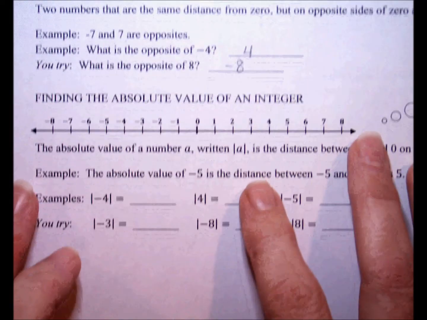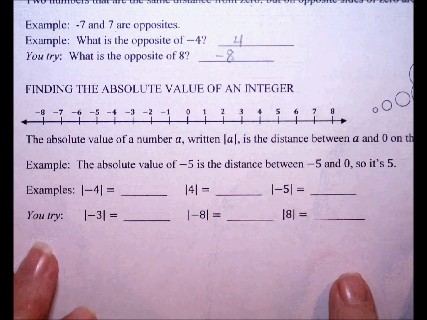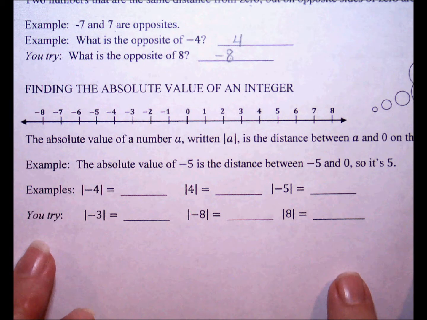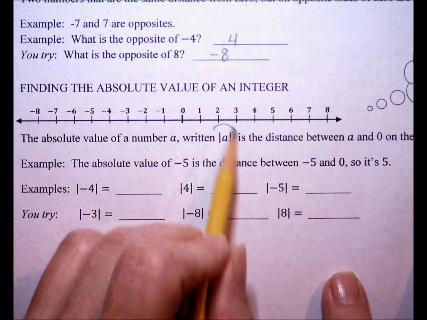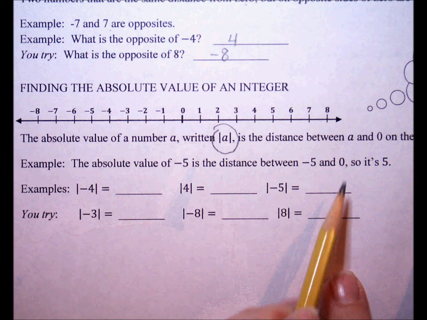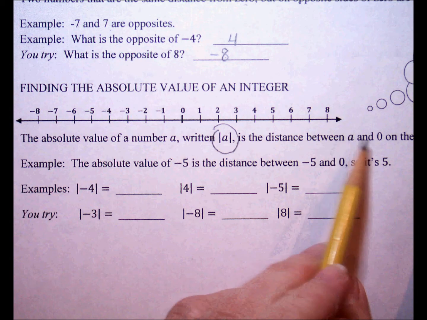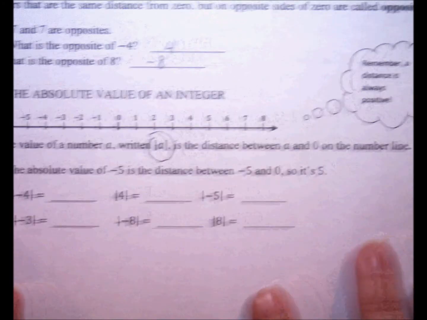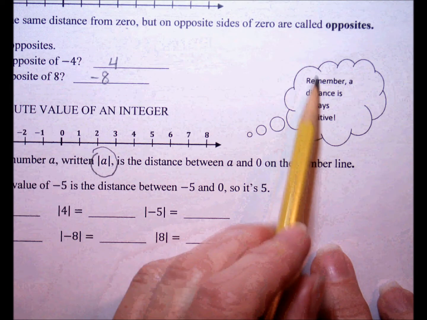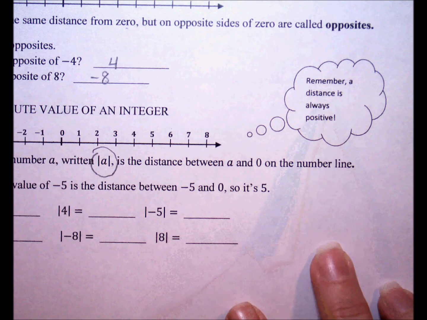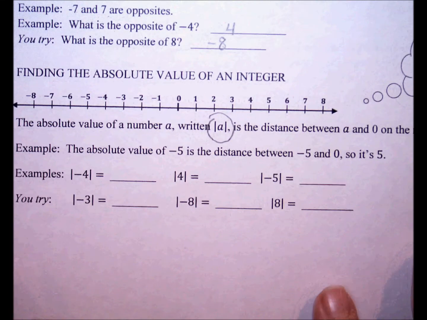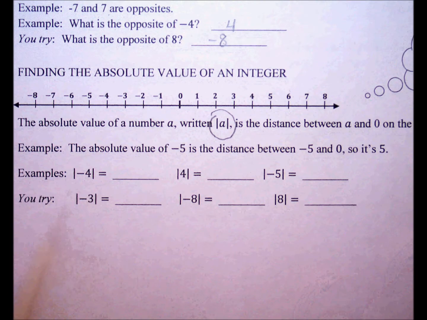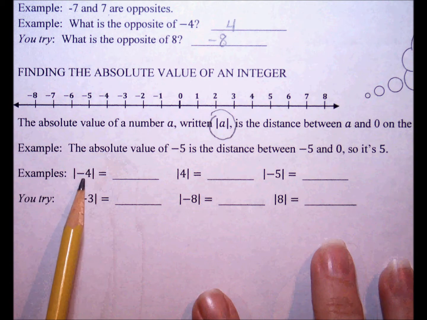Okay, now we're going to look at absolute value. And again, this is a challenging concept, but it should be familiar. An absolute value, and here's how it's written, is the distance between that number and 0. Now, you'll see I've put up in the little bubble here, remember that a distance is always positive, and that's important to keep in mind because that's what an absolute value is. It's always positive. That's what those bars do. They take anything inside and make it positive.